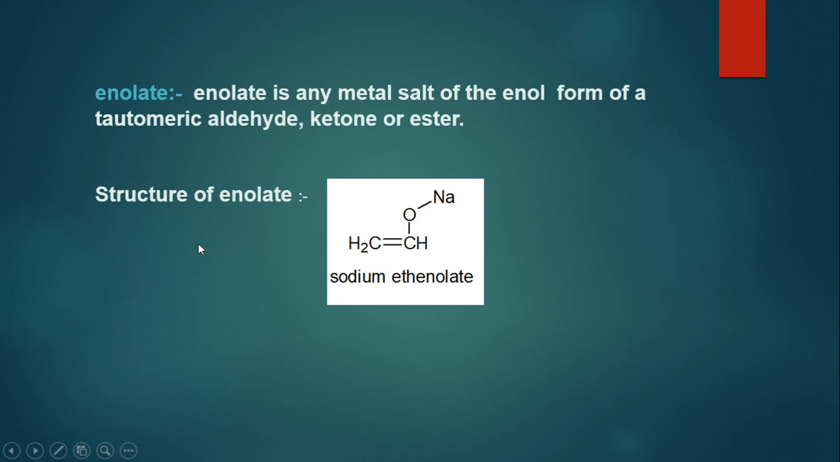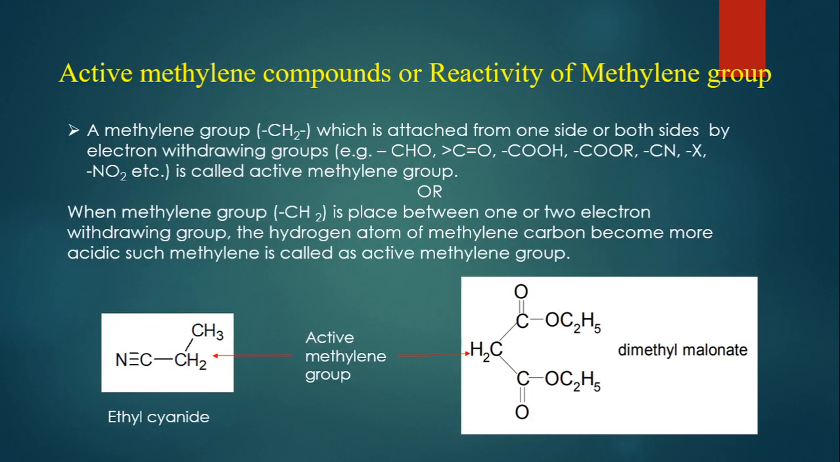When an aldehyde, ketone or ester is reacted with a base, any base such as NaOH, KOH or sodium ethoxide, the base abstracts the acidic proton from the active methyl group, and we get the enolate ion. This is the difference between enol and enolate.